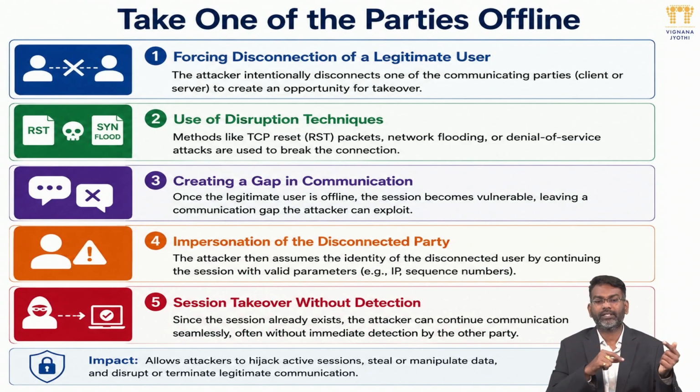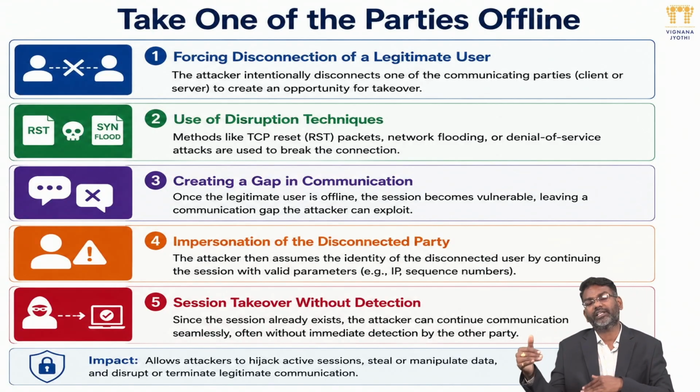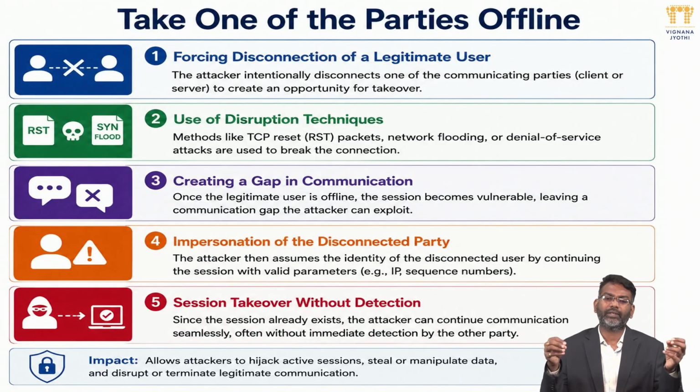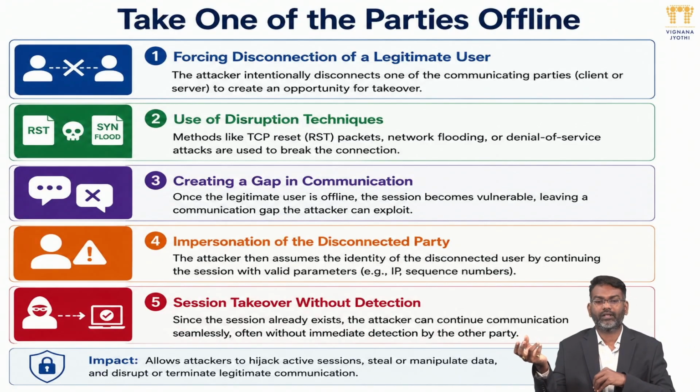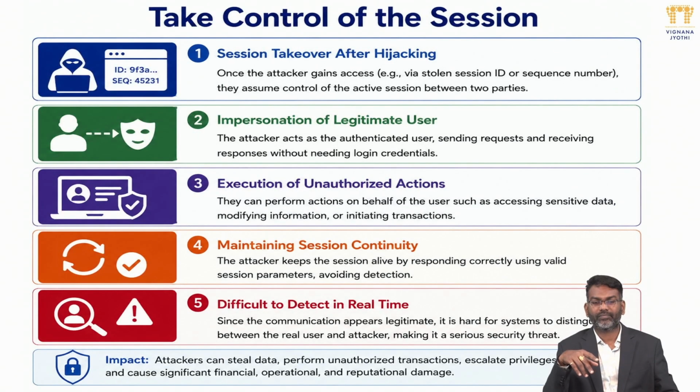In impersonation of these disconnected parties, the attacker assumes the identity of the disconnected user, continuing the entire session as if they are the valid users with valid parameters. What may be the sequence number? What is the next block of data I am expecting? What is the block size? What is the block interval between each individual block? What is the total block of data I am expecting? Everything will be modified. Once the other party has gone offline, the session will be hijacked by the intruder. We should be very cautious about these things.